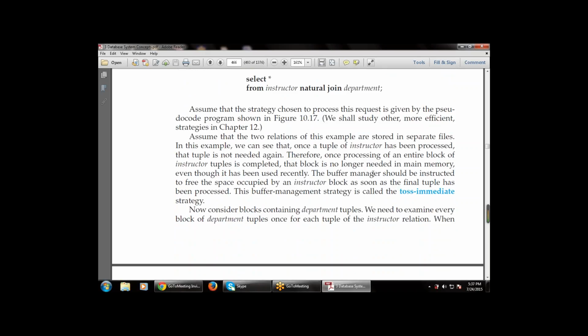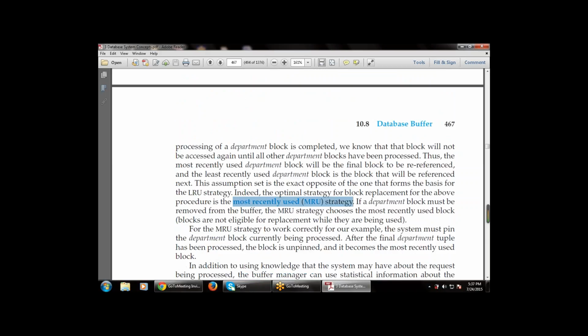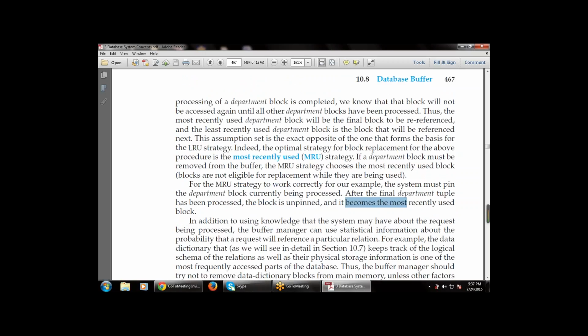The buffer manager should be instructed to free the space that is occupied by an instructor block as soon as the final tuple has been processed. This buffer management strategy is known as the toss immediate strategy. And there is an MRU strategy that is also available, that is the most recently used strategy. For the MRU strategy to work correctly, the system must pin the department block currently being processed. After the final department tuple has been processed, the block is unpinned and it becomes the most recently used block.